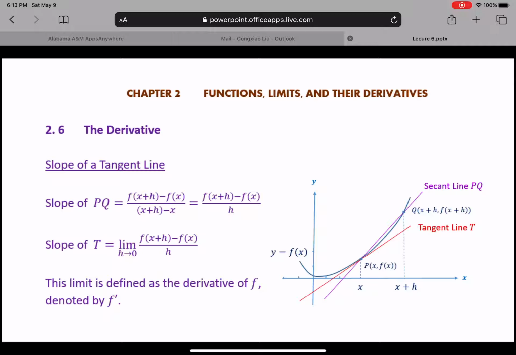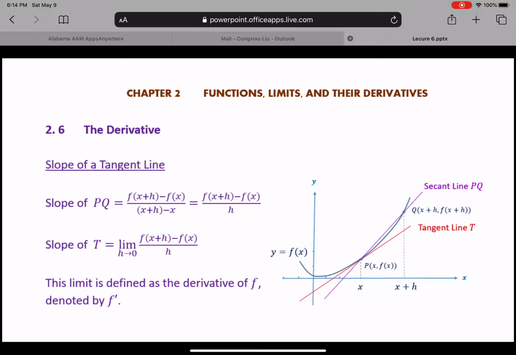Suppose the coordinates for P are x and f of x, and the coordinates for Q are x plus h and f of x plus h. So the slope of PQ will be equal to f of x plus h minus f of x over x plus h minus x. If you cancel x in the denominator, then you're left with h.